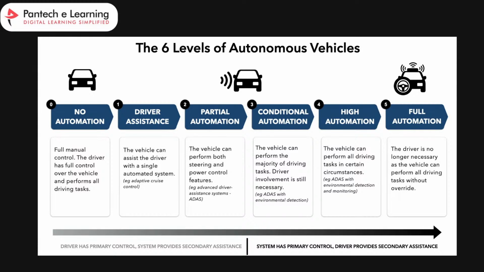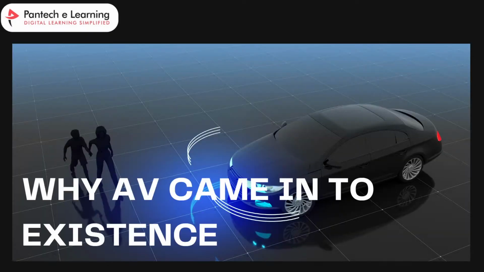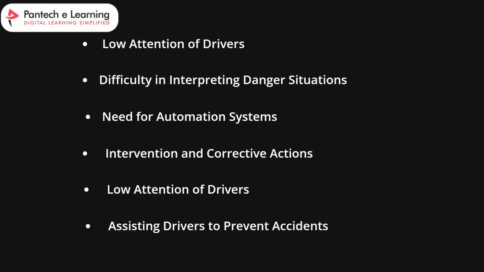Okay. So let's talk about why autonomous vehicles came into existence. What are the reasons behind this? So first one is the low attention of drivers and difficulty interpreting danger. People may struggle to quickly recognize danger situations on the road. So at that time, these autonomous vehicle features will help you.